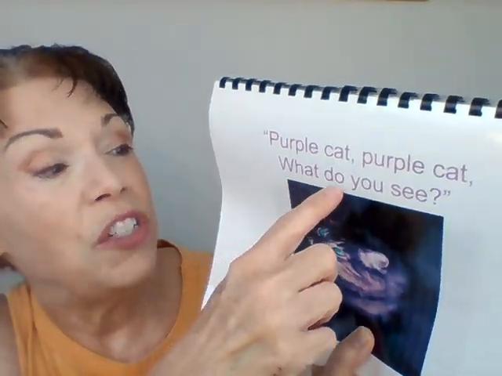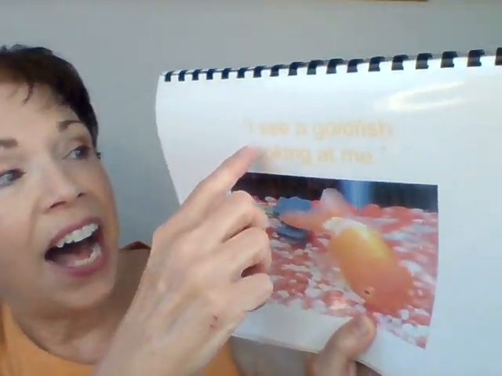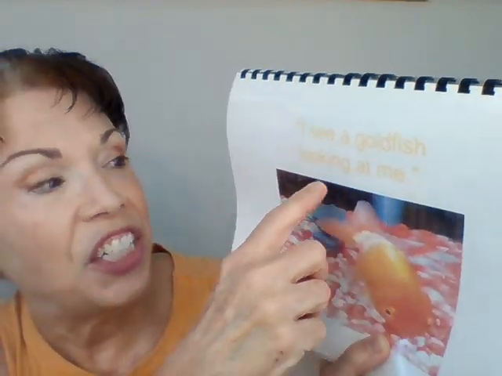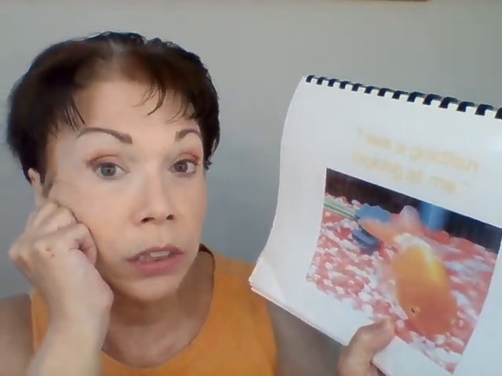Purple cat, what do you see? He says, I see a goldfish looking at me. And there's a photograph of a real goldfish. Now, since this book talks about colors, my friends, what color is a goldfish? Is he gold or is he orange? Look very closely. Yes, he's orange. But in the famous Brown Bear book by Eric Carle, he uses the word goldfish.